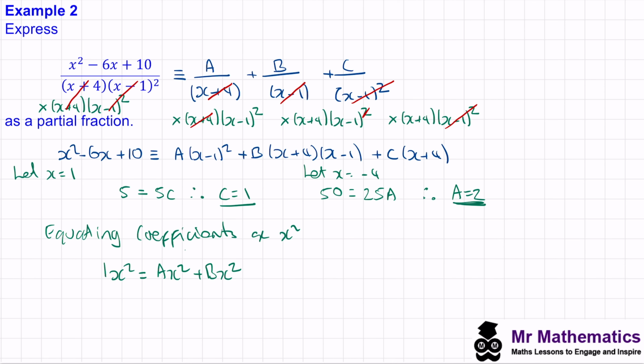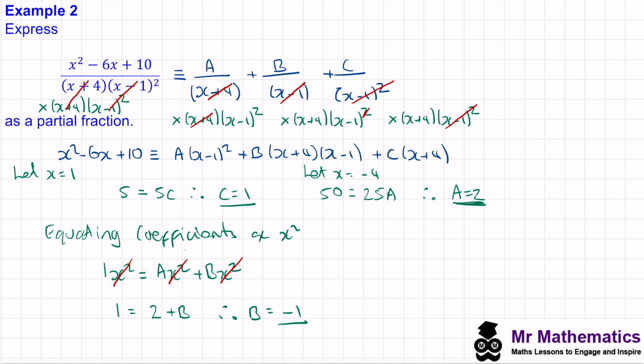And we can cancel out the x squared terms, so these will go, and we know that a is equal to 2. So we have 1 is equal to 2 plus b. So therefore, b must equal minus 1.